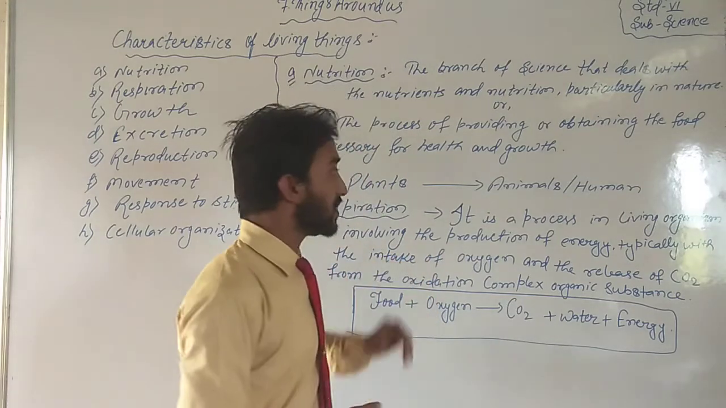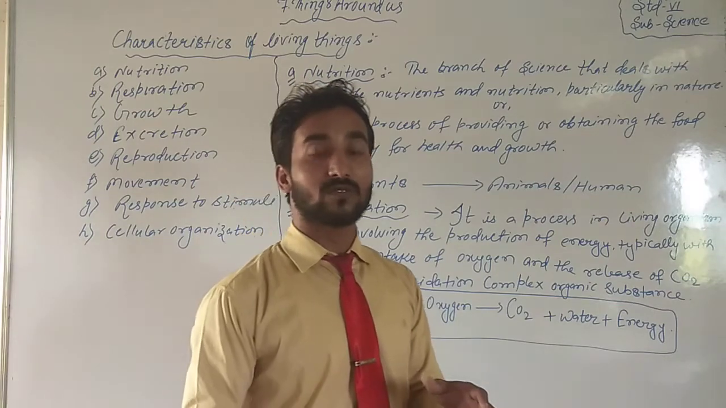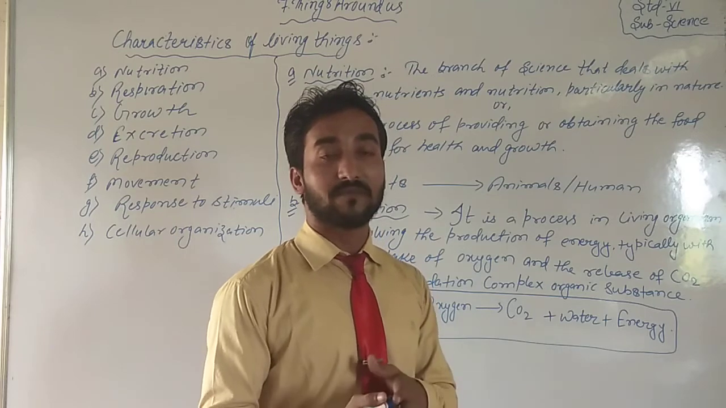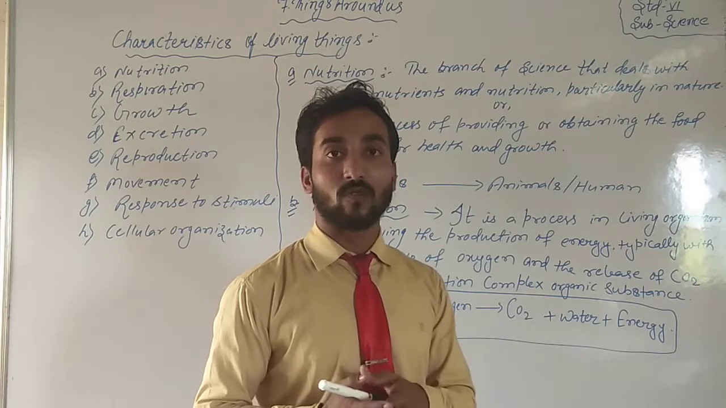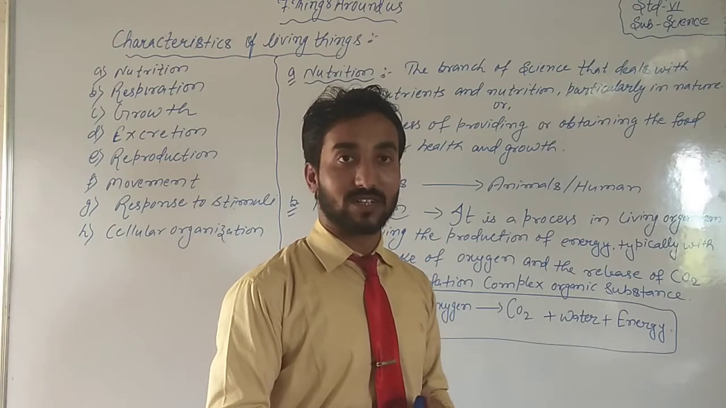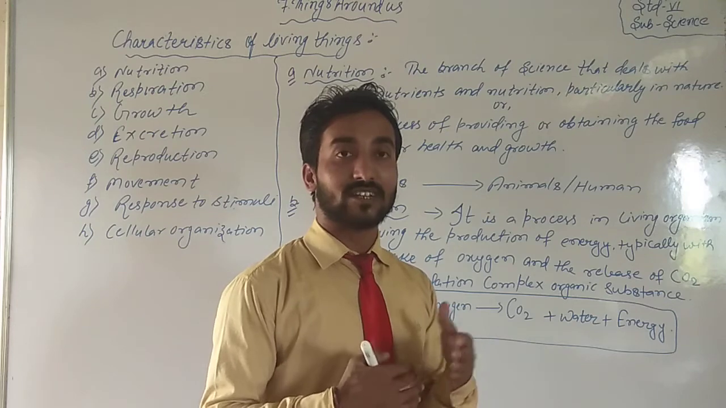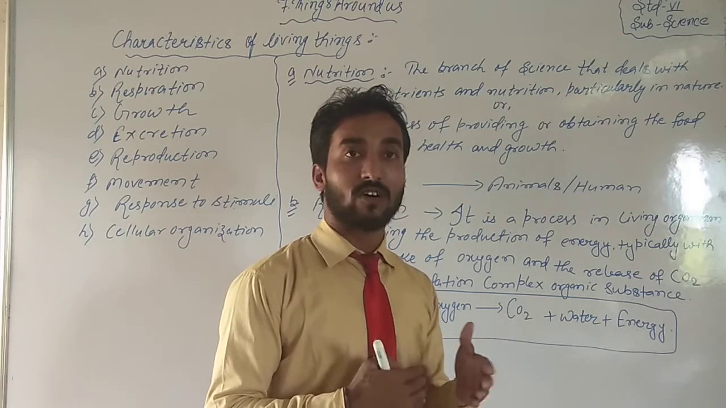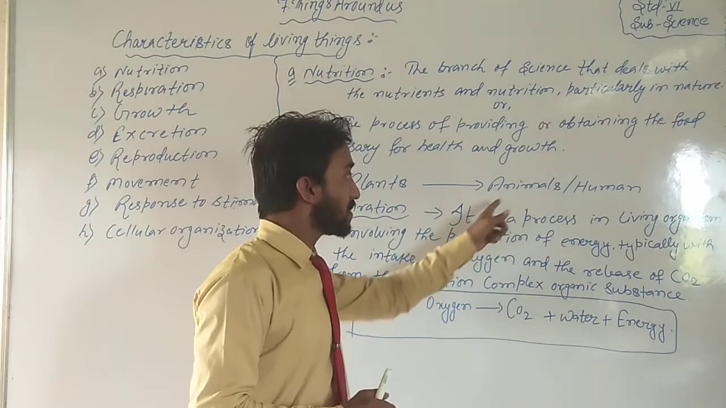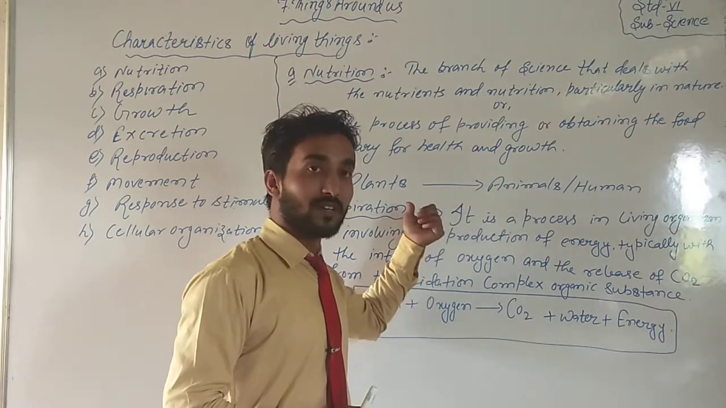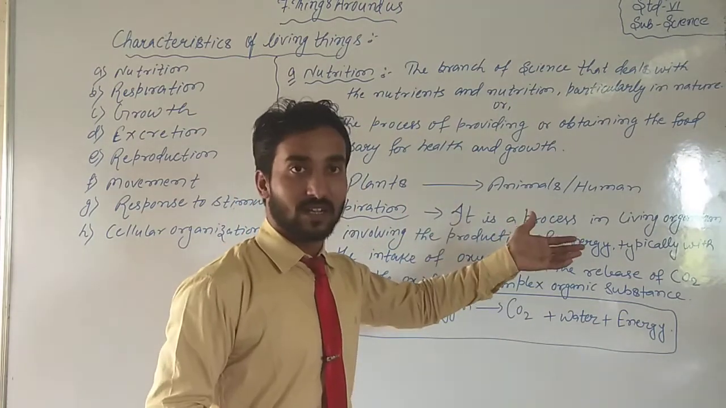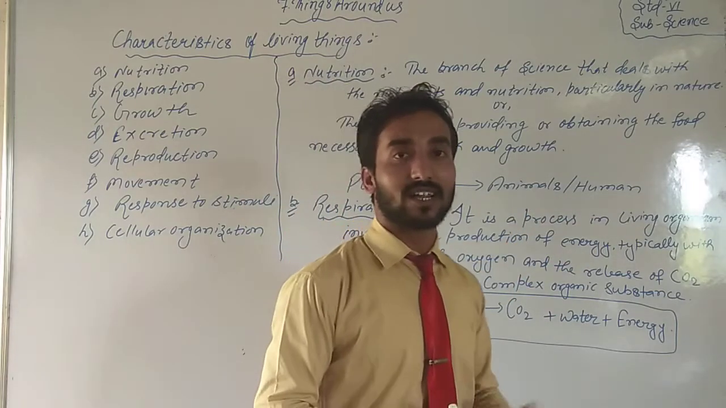Suppose I talk about animals: some animals eat grass, which means herbivorous. Some animals are carnivorous, some are omnivorous. These are all categorizations of living things on the basis of their food. So we can say directly or indirectly all living things are dependent upon plants. Plant is considered an autotroph, and except plants, all living things are considered heterotrophs.